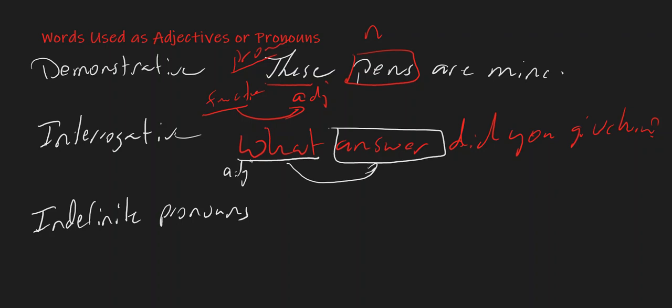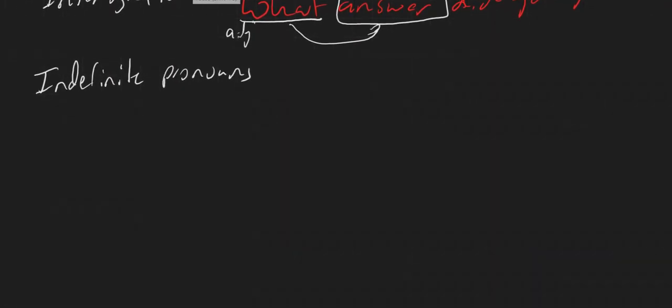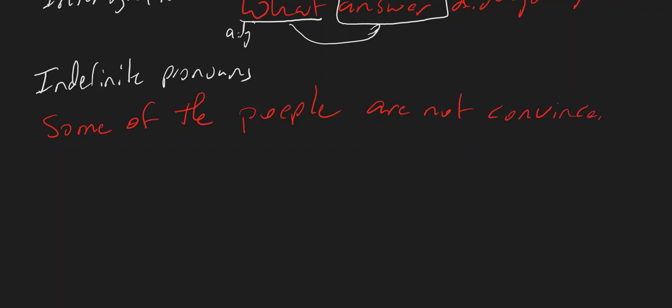The same thing applies to indefinite pronouns. Again, if they're followed by a noun, then they can function as adjectives. For example, in an earlier lesson we said the sentence "some of the people are not convinced." In this particular sentence, the some here is the pronoun and also functions as a subject of the sentence as well. In this case, it's "some are."